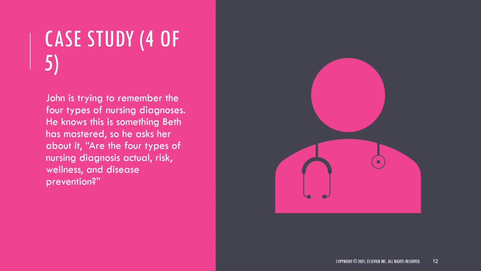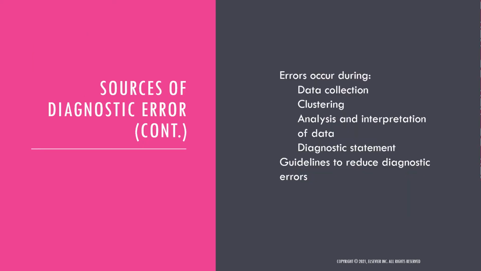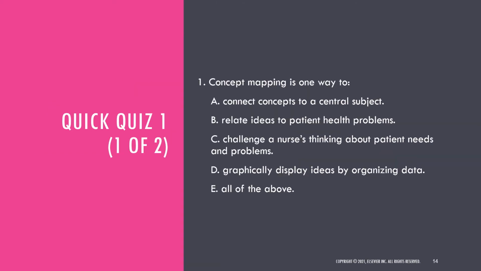So John is trying to remember the 4 types of nursing diagnosis, and he asks Beth because he knows Beth understands it. Does Beth agree with John? If not, why? Sources of diagnostic error. These are errors that can occur during data collection, clustering, analysis and interpretation of the data, and the diagnostic statement. So we need guidelines to reduce diagnostic errors. So concept mapping is one way to do which of the following?